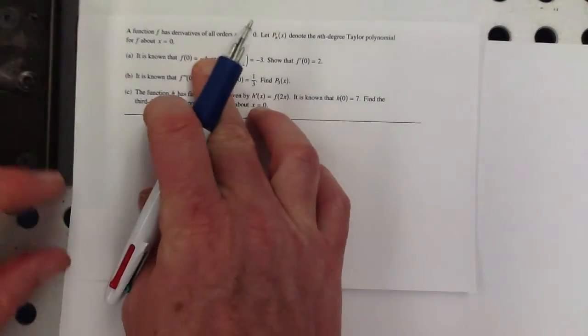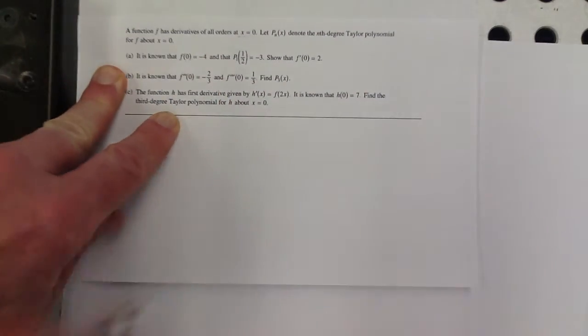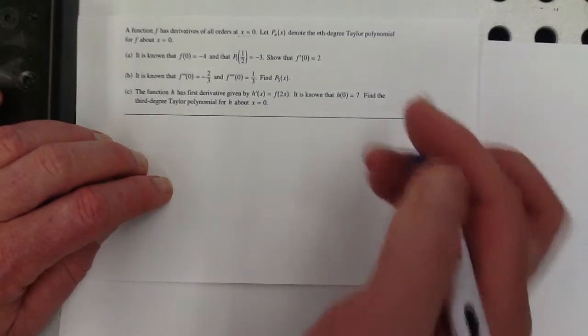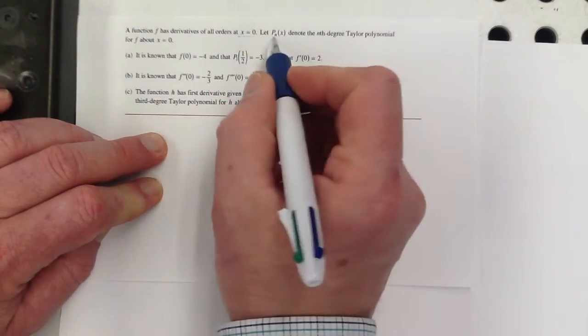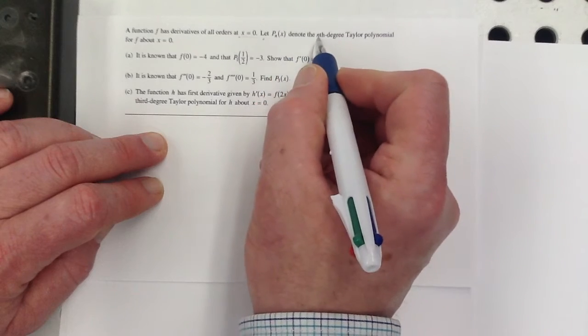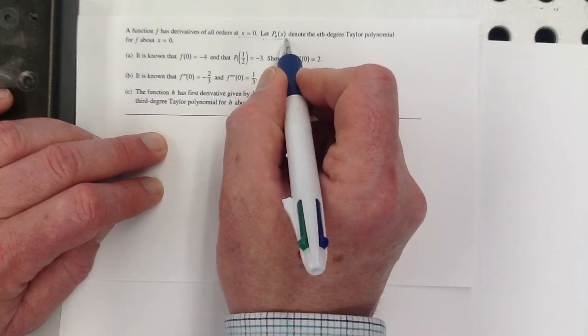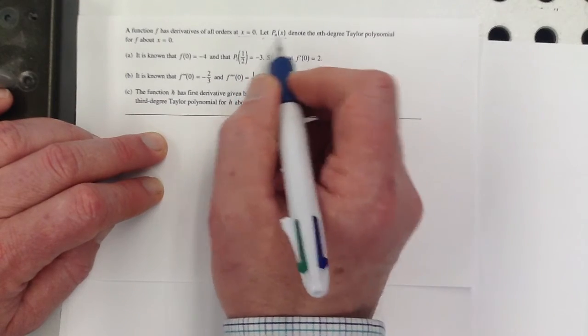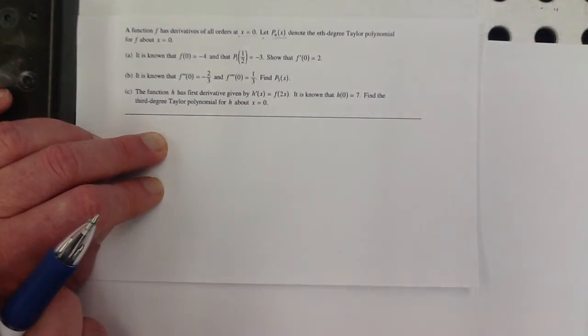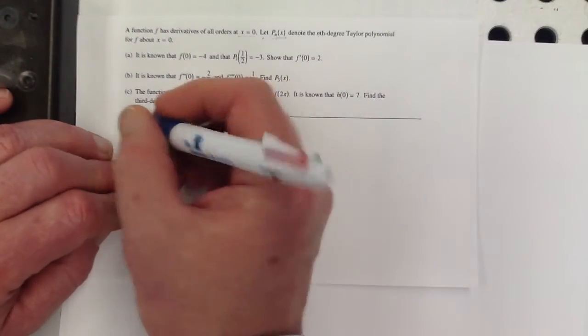Function f has derivatives of all orders at x equals 0. That just means you can make a series. It's differentiable forever. Let p sub n be the nth degree Taylor polynomial. So p sub 1 would be like the tangent line, p sub 2 would be the tangent parabola, and so on and so on.